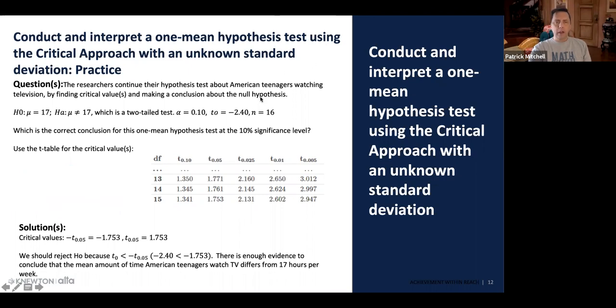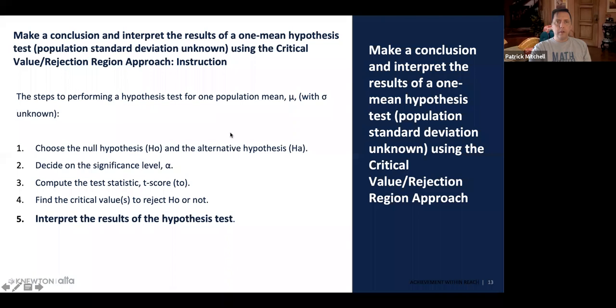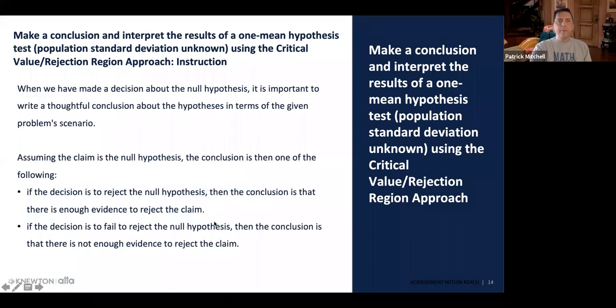So now I think we're getting ready to talk about interpretations. Okay, so again, reviewing the steps, choose your null and alternative hypothesis, decide on the significance level, calculate the test statistic, find the critical values, and then do the interpretation. When we have made a decision about the null hypothesis, it's important to write a thoughtful conclusion about the hypotheses in terms of the given problem scenario.